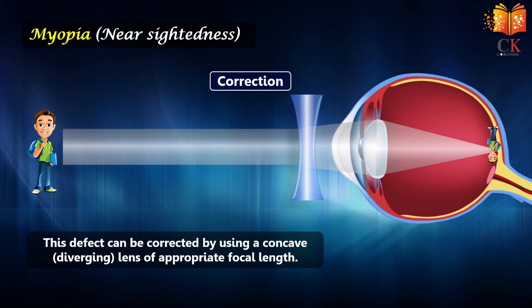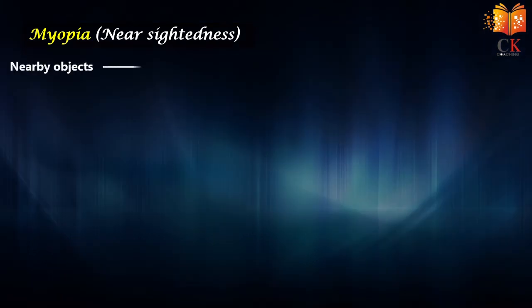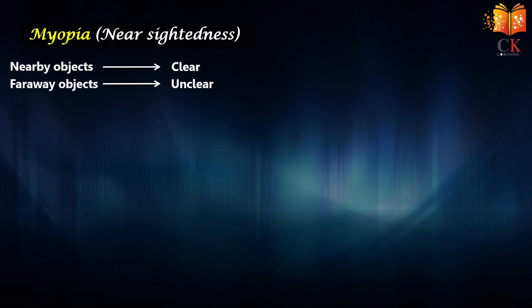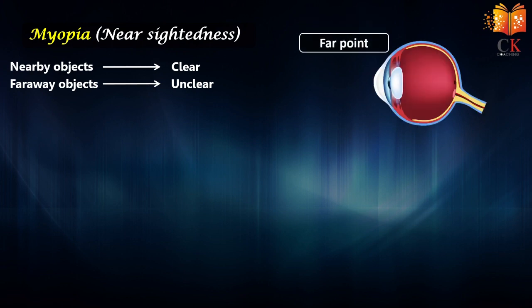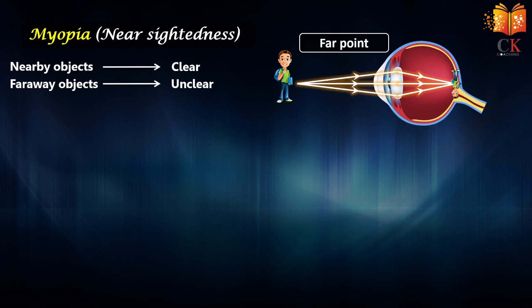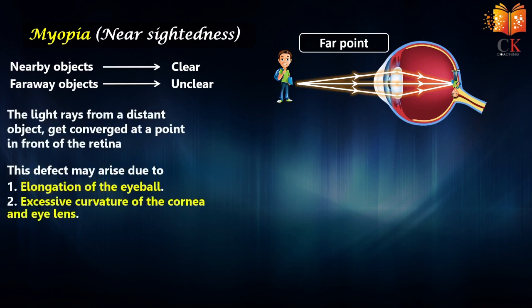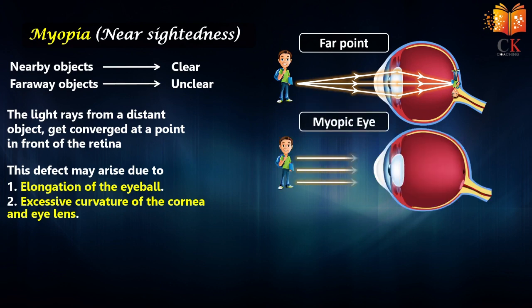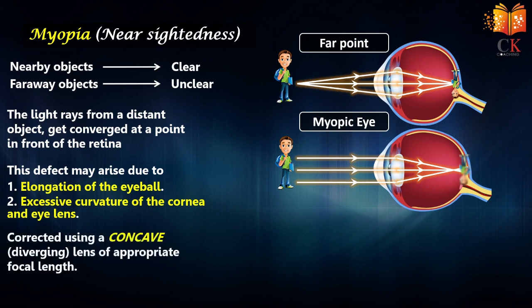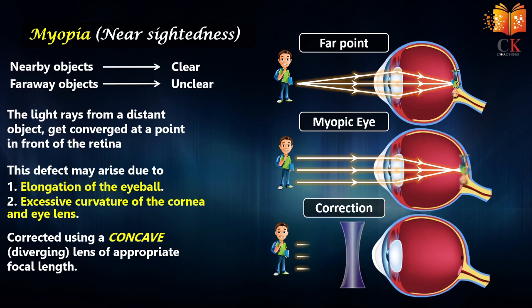Point to be noted: the near object is clear, the far-off object is unclear in case of a myopic eye. The far point will look something like this, and this defect basically happens because of two reasons. First one is the elongation of the eyeball, second one is the excessive curvature of the cornea and the eye lens. Myopic eye will look like this. There is a blurred image of the far-off object, and for correction we'll be using a concave lens of a suitable power or focal length, and this is how the correction will look.